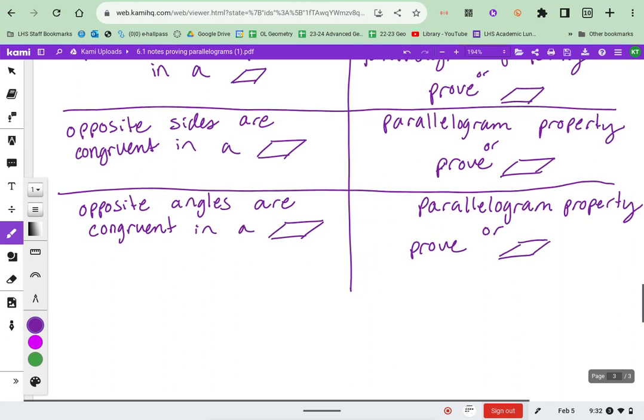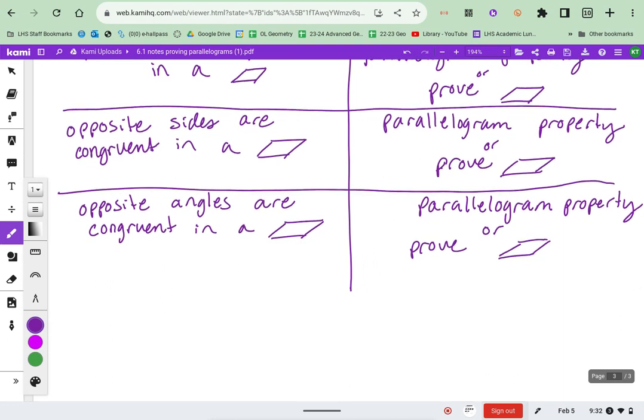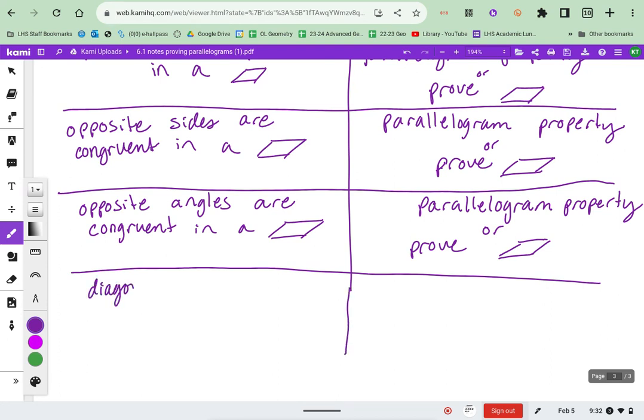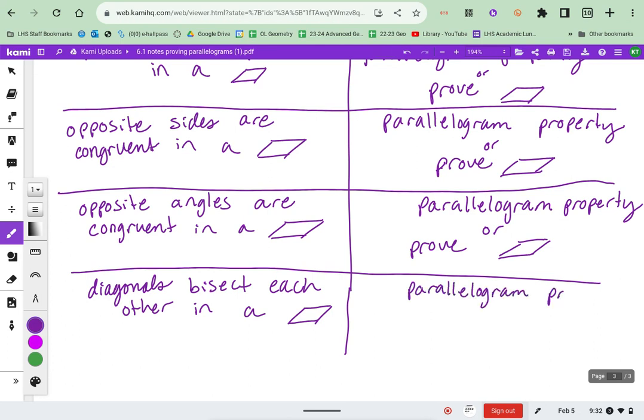All right, and then the last one, like this one, is diagonals bisect. So, diagonals bisect, I'll say bisect each other in a parallelogram. And same thing, you can either use it as a parallelogram property or you can use it to prove that you have a parallelogram.